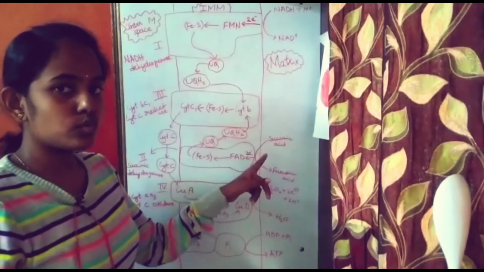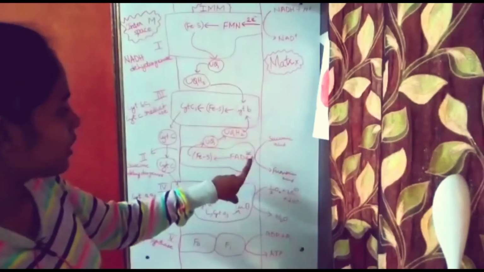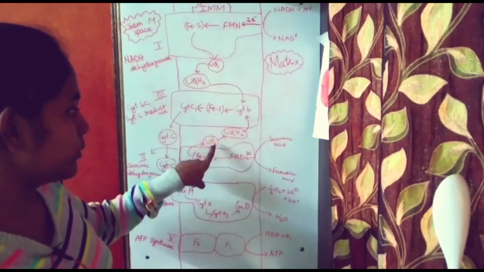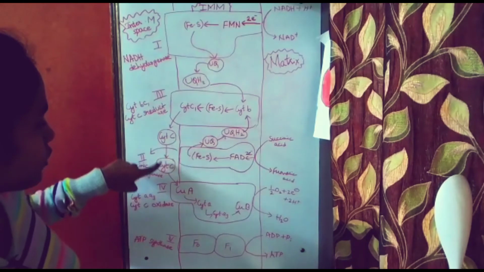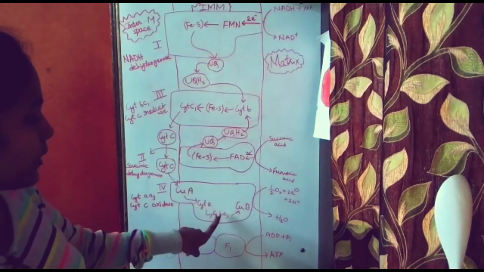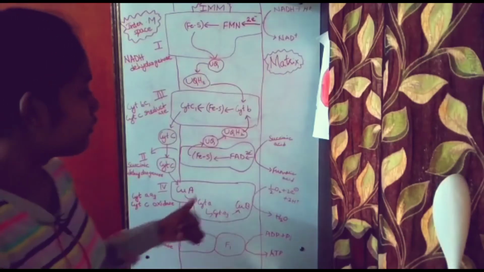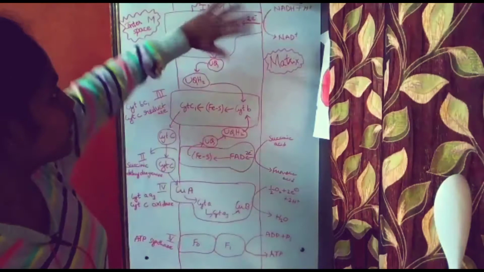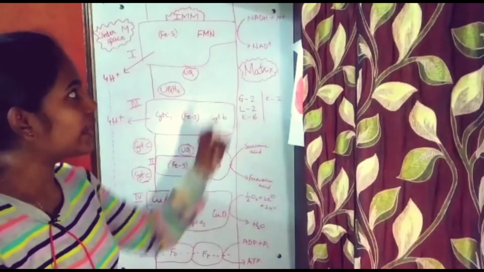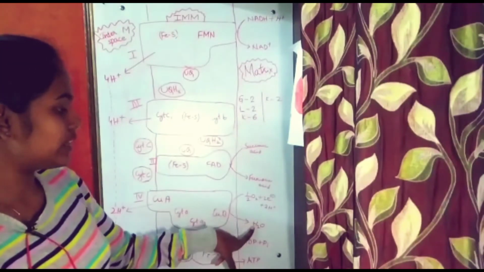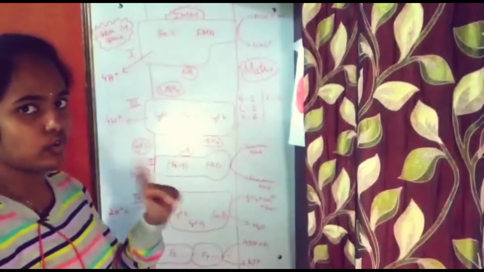If FADH2 is getting oxidized, it will go through this pathway. First FAD, FeS, ubiquinone, ubiquinol, cytochrome B, FeS, cytochrome C1, cytochrome C, copper A, cytochrome A3, copper B. Again 1 water molecule is formed. While FADH2 is getting oxidized, complex 1 is not involved. You have to remember this. So from 1 NADH plus H plus, there is release of 1 water molecule. From 1 FADH2, there is release of 1 water molecule.